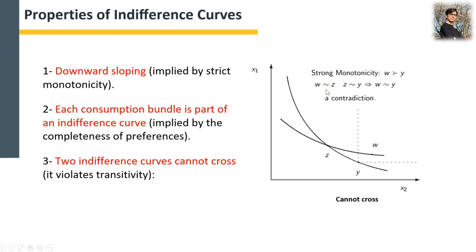So based on this, W is indifferent to Z and Z is indifferent to Y, then W should also be indifferent to Y. But this relationship contradicts this relationship, which is W is strictly preferred to Y. So that's why two indifference curves cannot cross each other.